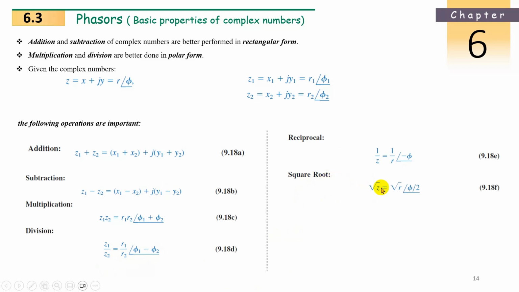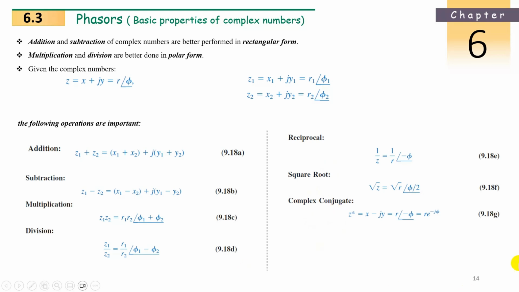Now coming to the square root. What is the square root of Z? We can have the square root of R, but phi has to be divided by 2. It is not under root. It's like the exponential of a square root. What is the exponential of a square root? It is half, e power 1 by 2. So it becomes phi by 2. So the square root of Z is the square root of R at the angle phi by 2. That is square root. These are the rules.